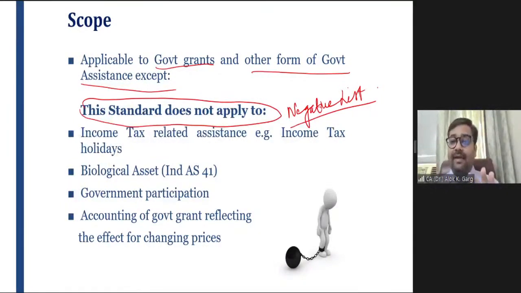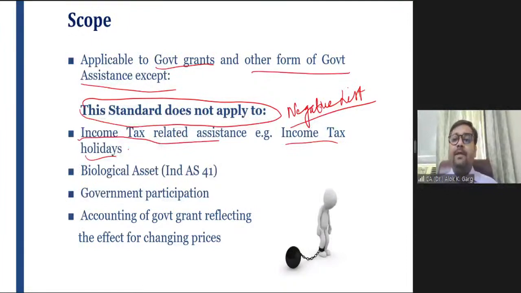Okay. So likewise, in Ind AS 20, the negative list is also given. So what is the negative list? First, income tax related assistance will not be covered under Ind AS 20. Sir, what is this? Income tax holidays. Have you heard about IT Park, Software Technology Park, Section 10A, 10B, 10C, 80 IA, IB, IC? If the company is setting up its plant in a remote area, the government will provide a 10-year tax-free holiday, 5-year tax-free holiday.